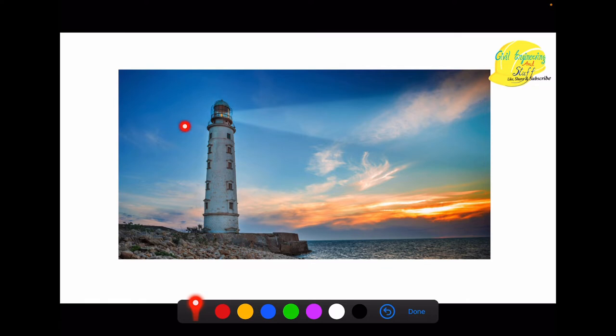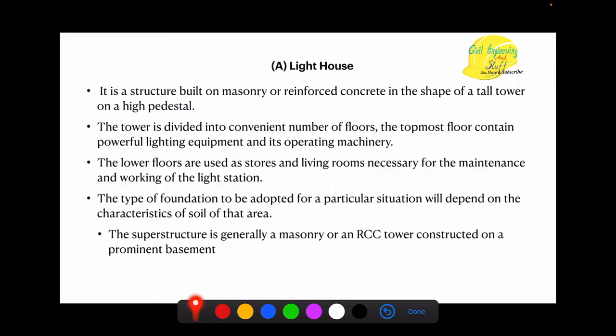So your lighthouse is a masonry or concrete structure provided along the seashore, whose top is reserved for the light source that guides the ship to reach from the sea to the shore, and it has a number of floors. These floors can serve different purposes. Now, the type of foundation to be used depends upon the characteristics of the soil. It is an RC structure, divided into a number of floors, and the topmost floor is reserved for the powerful lighting equipment.